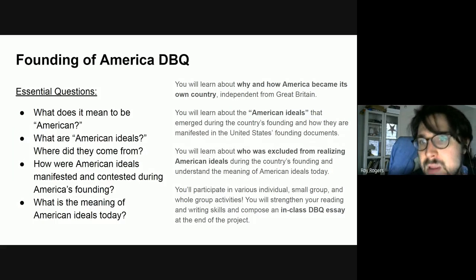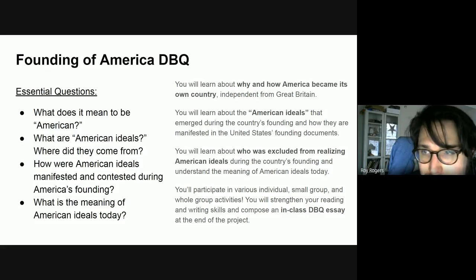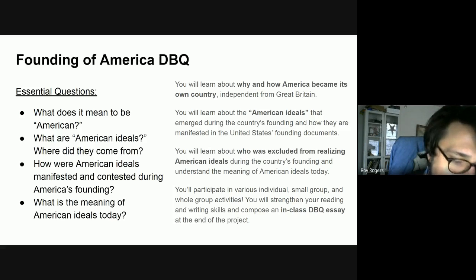Okay, so there are sort of four things that will be going on in this class to answer these four questions. We're going to learn about how and why America became its own country. We will learn about the American ideals that emerged during the country's founding and how they were manifested in the United States founding documents. We're going to learn about who was excluded from realizing American ideals during the country's founding and understand the meaning of American ideals today. So we're going to be participating in a lot of activities each week. We're starting next week. There's going to be a bunch of different activities that we're going to do together to get through this. And at the end, you're going to be writing an essay about this subject matter.